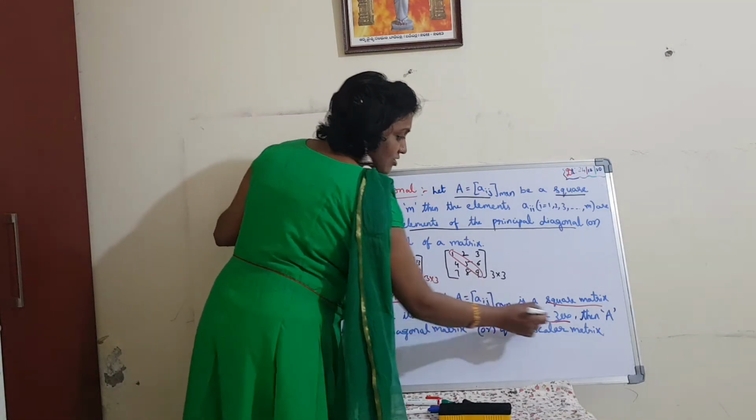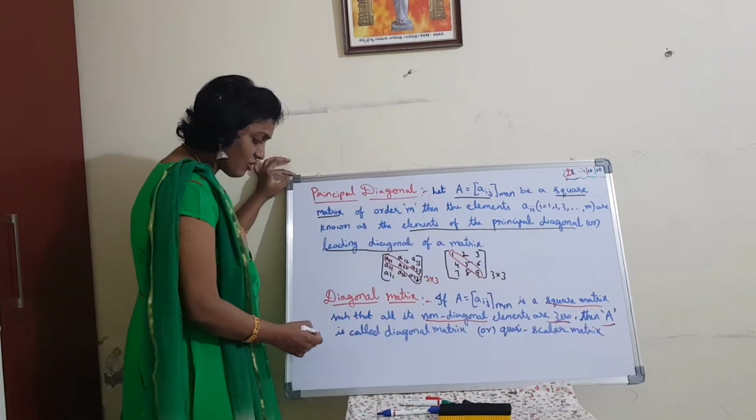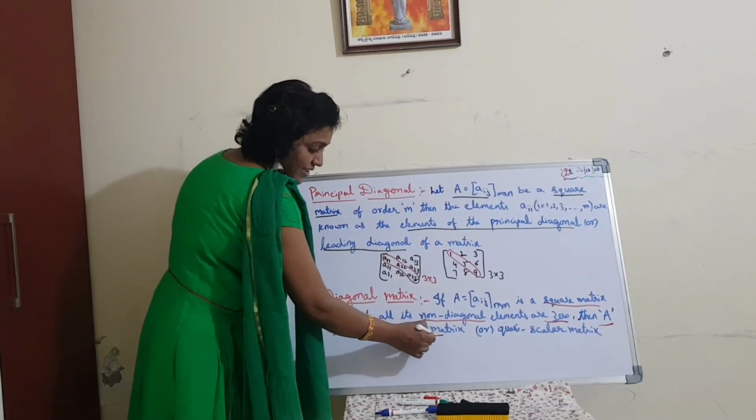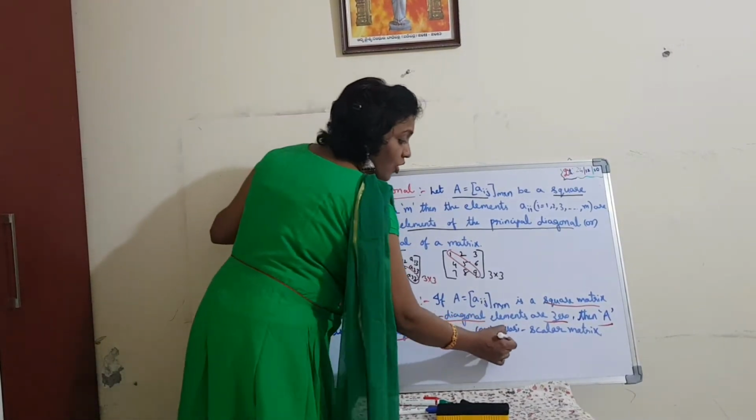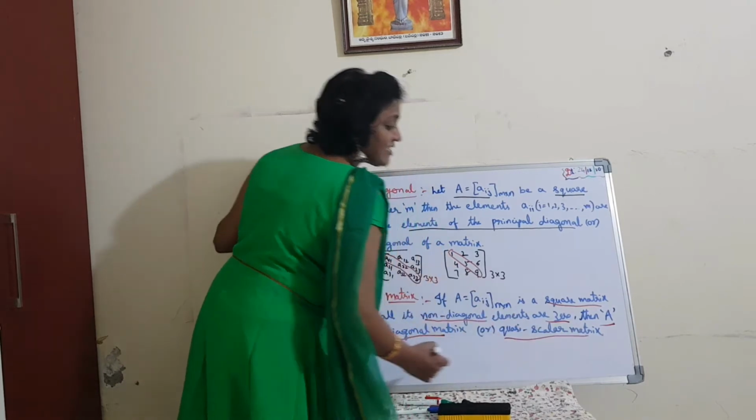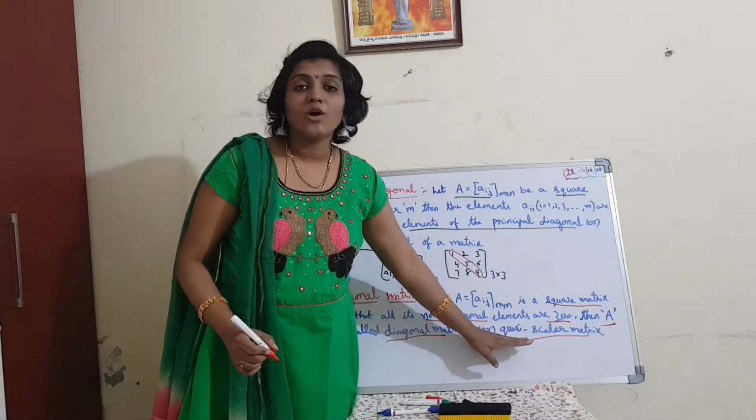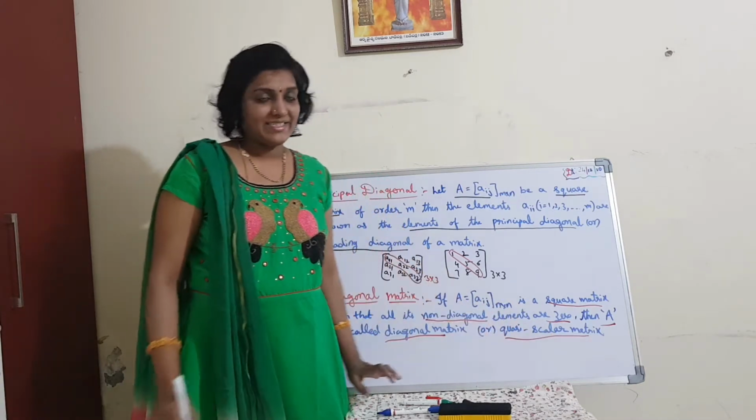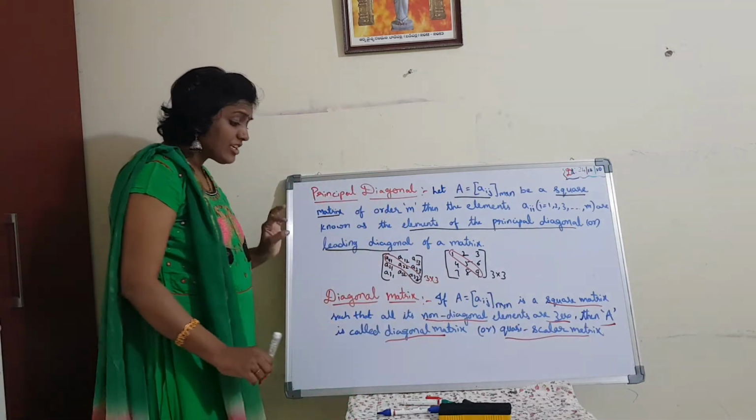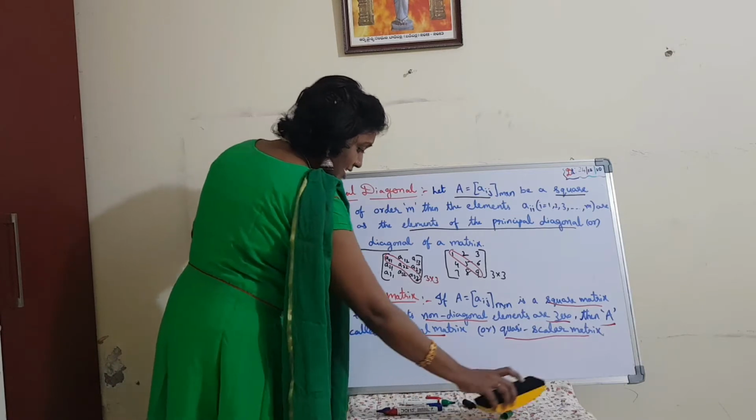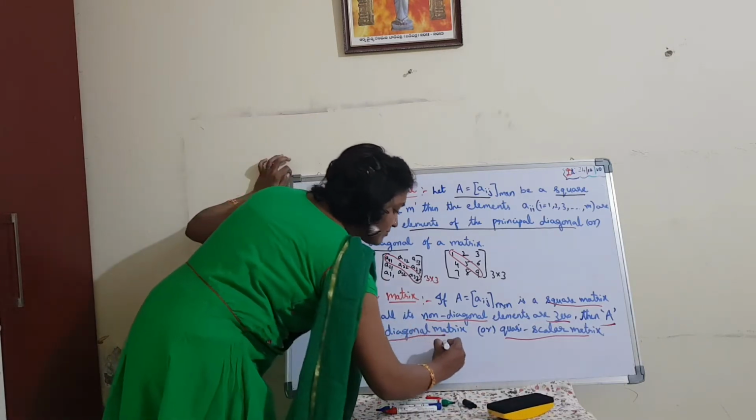Then A is called a diagonal matrix or quasi-scalar matrix. We call it a diagonal matrix or quasi-scalar matrix. I think you have understood. I will tell with an example, you can understand.